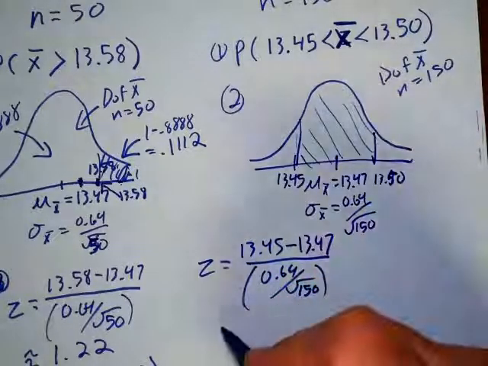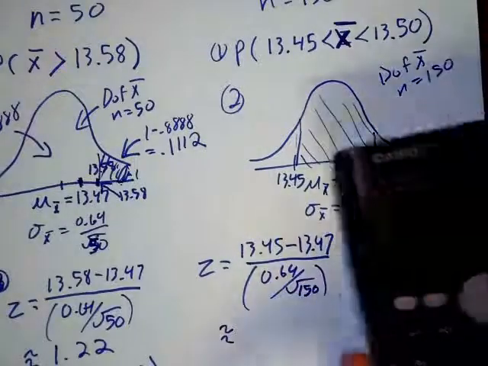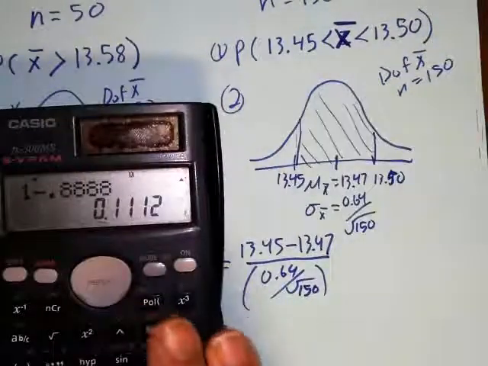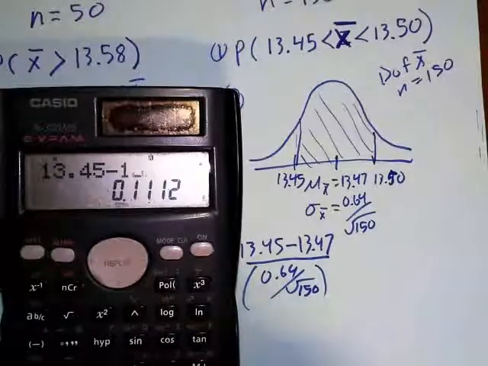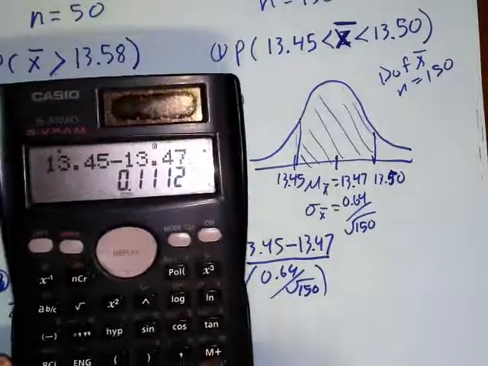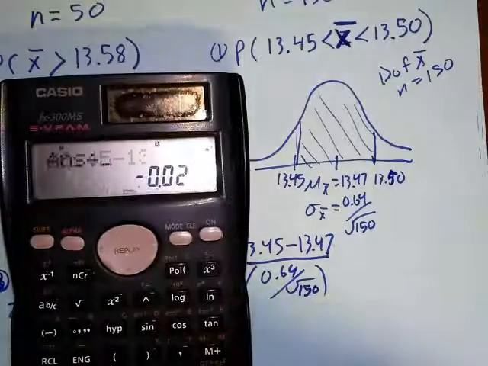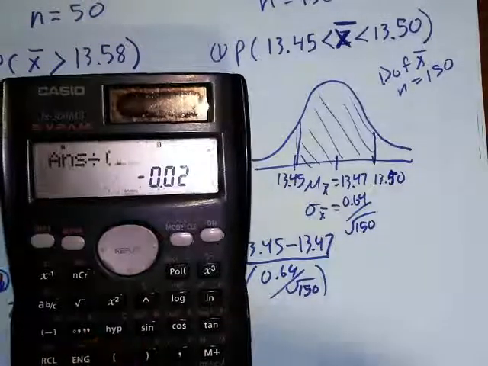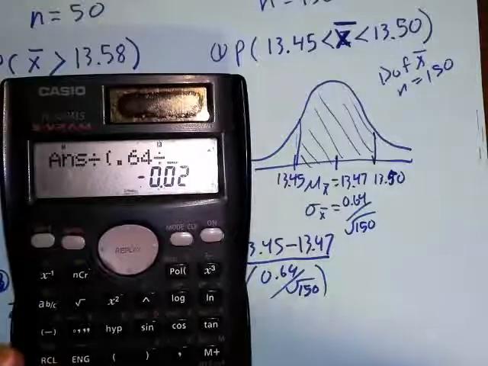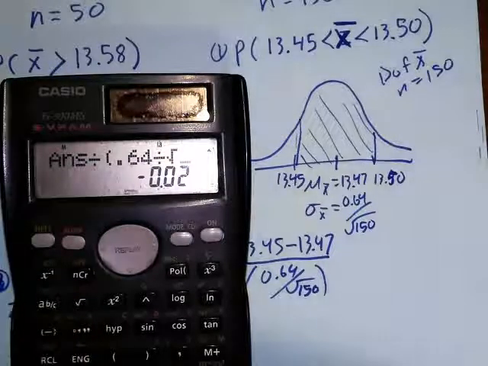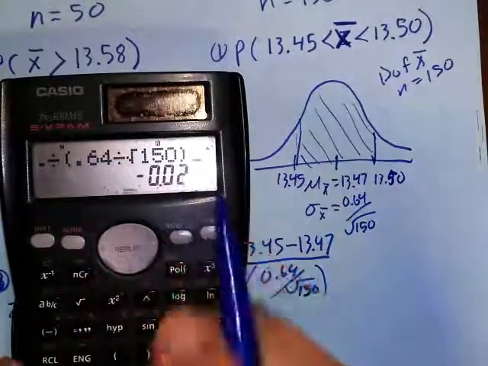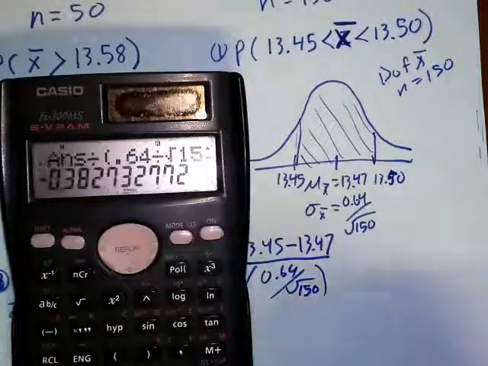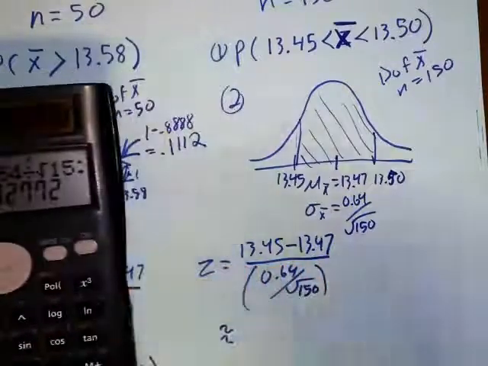So that will be the first one. So 13.45 minus 13.47. And then I'm going to divide that by 0.64 divided by the square root of 150. Make sure that entire denominator is in parentheses. And I get negative 0.38.